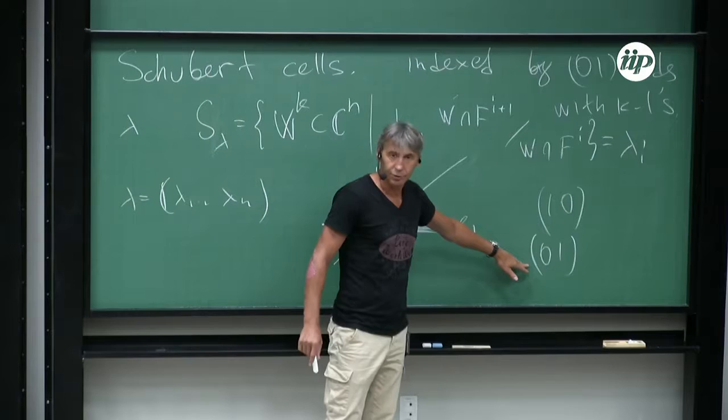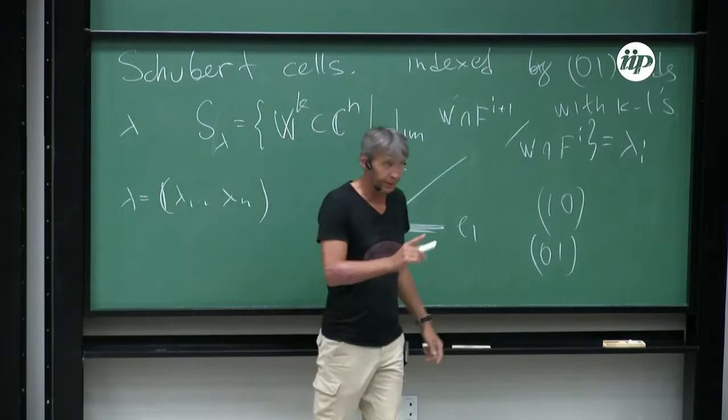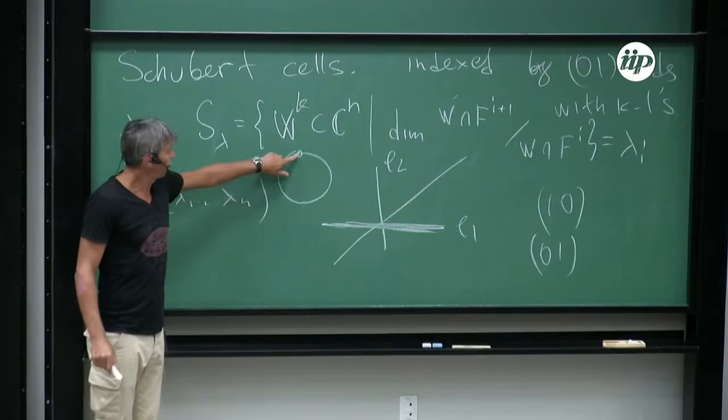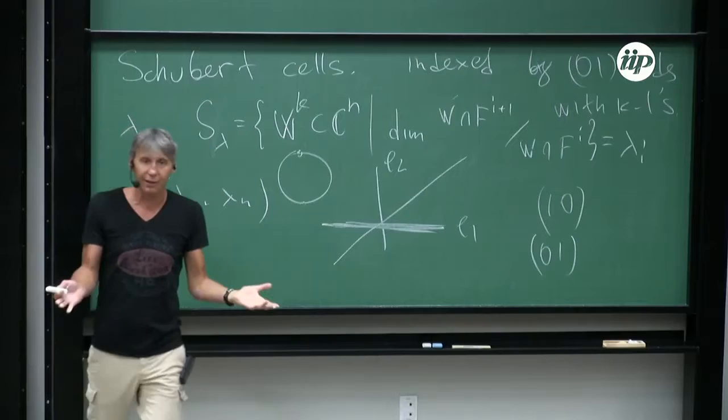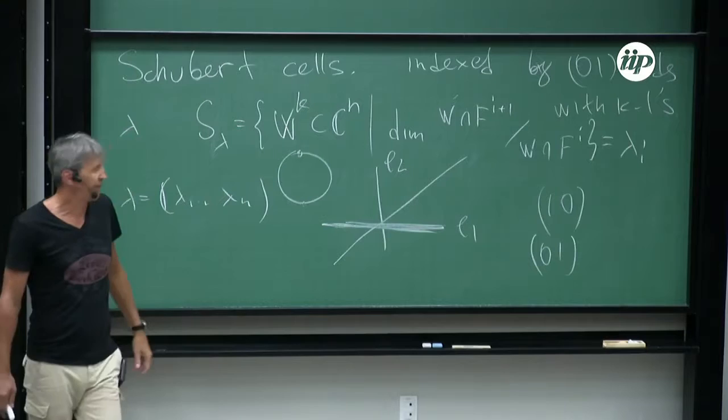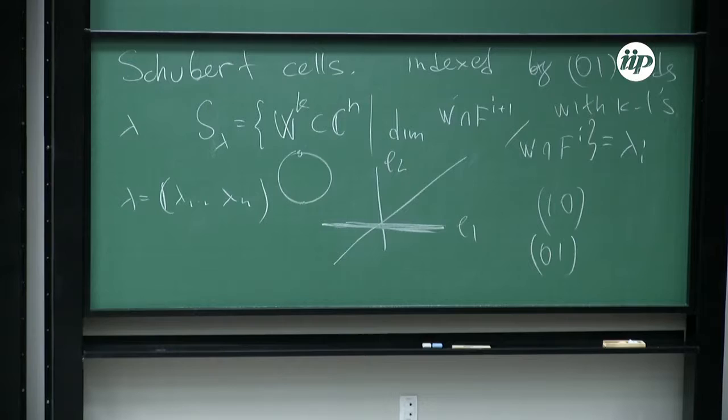So Schubert cell, I'm talking about Schubert cell. In your favorite picture of P1 as being a two-dimensional sphere, the first Schubert cell is a point, and the other Schubert cell is everything minus this point, clearly homeomorphic to the complex plane. And that is a general picture. So you always have these Schubert cells being isomorphic or equal to a vector space of a smaller dimension.